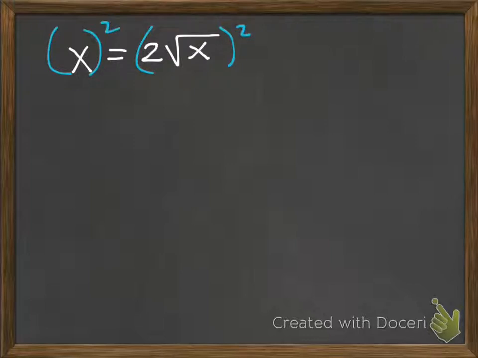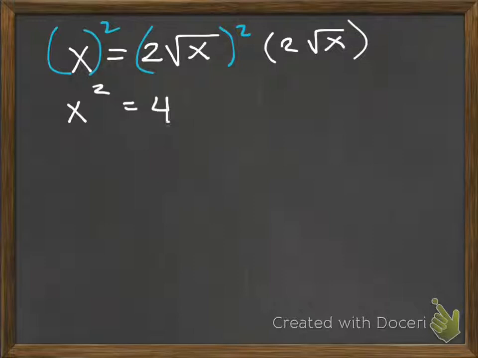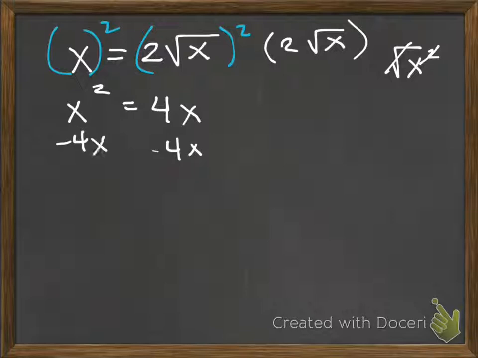So by doing that, on the left-hand side I have x squared. On the right-hand side, I could write it out twice so you could visually see it. So 2 times 2 is 4, and a root x times a root x would be the square root of x squared, and they would cancel, and I'm just left with x. And now I need to move everything over on one side, so I'm going to subtract that 4x over. And I get x squared minus 4x equals 0.